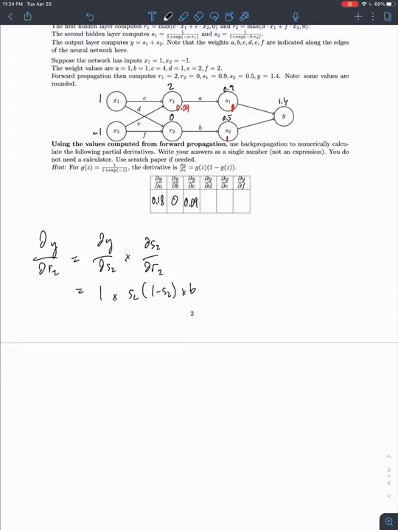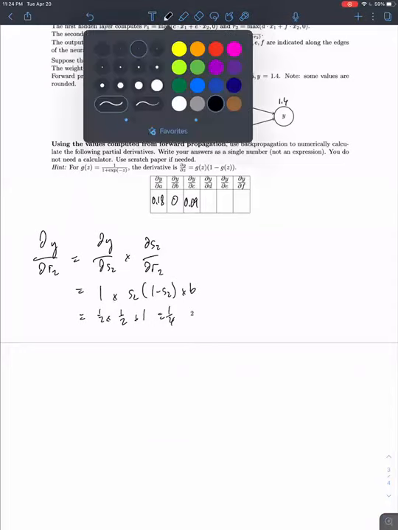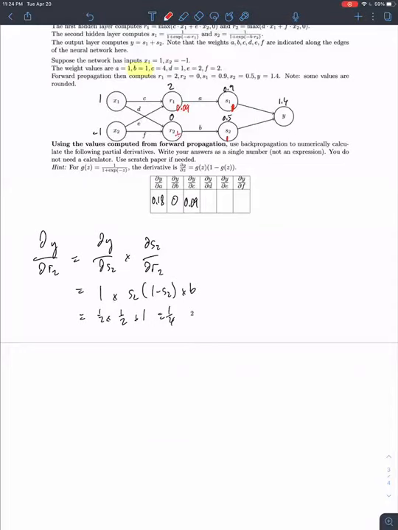And why is it that? Well, it's that because the derivative of s2 with respect to its input, which is r2 times b, is just the function value, like s2 times 1 minus s2, because of this nice property of the sigmoid function. And then the derivative of b times r2 with respect to r2 is b, right? So s2 was 1/2. 1 minus s2 is also 1/2. And b is equal to 1. So it's 1/4. All right. Let's write that down right here. 1/4. That's the derivative of y with respect to r2.